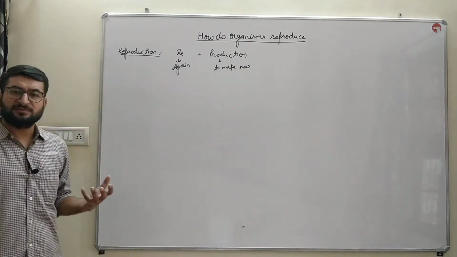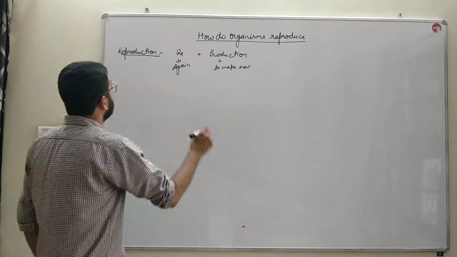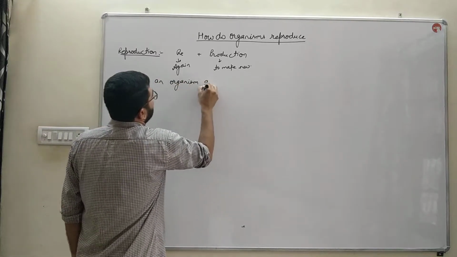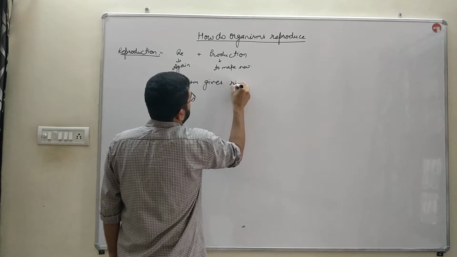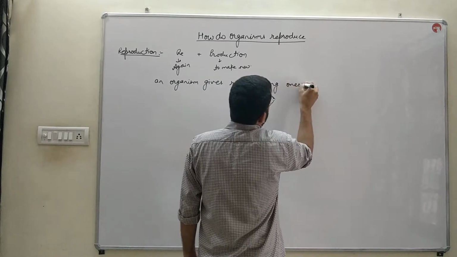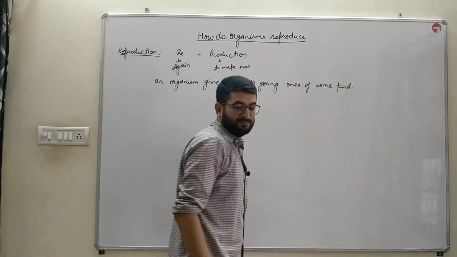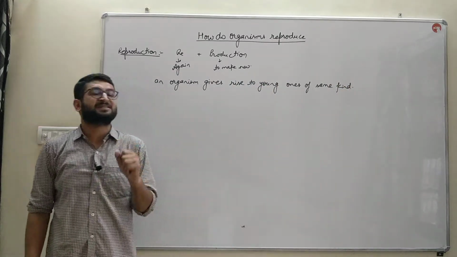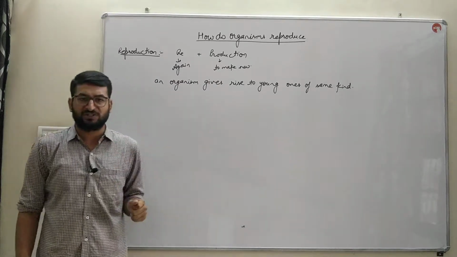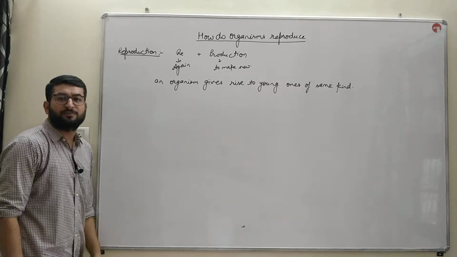So what is reproduction? It is a biological process. It is a life process in which an organism gives rise to young ones of the same species or of the same kind. The basic biological process in which an organism produces the young ones of its same kind, of its same species, that is known as reproduction.